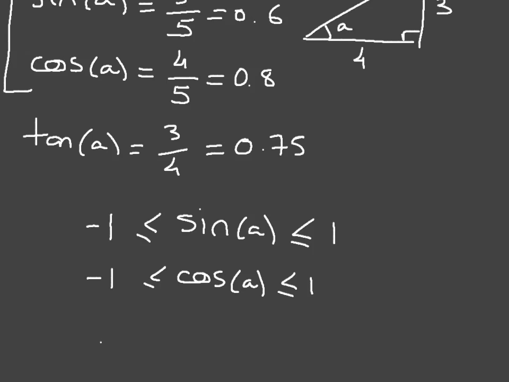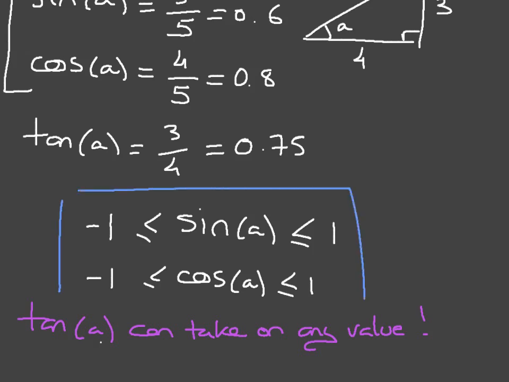Important to note, though, tan of A can take on any value. So, for example, if you found tan of A is equal to 5, don't panic. That could be perfectly fine. There's nothing wrong with that. But these two facts that I've just highlighted here are very important.